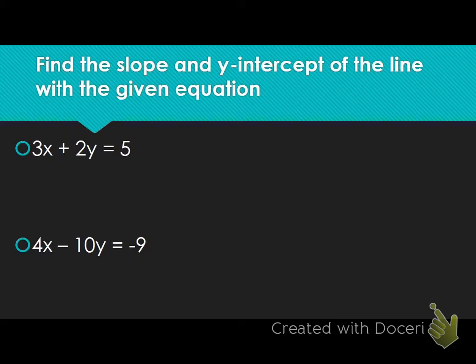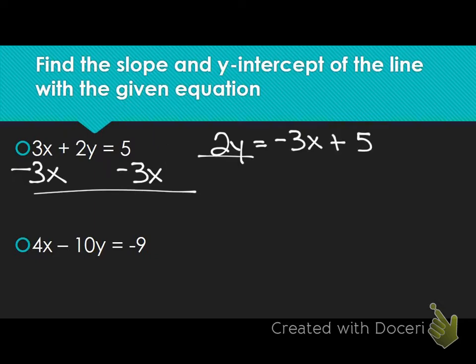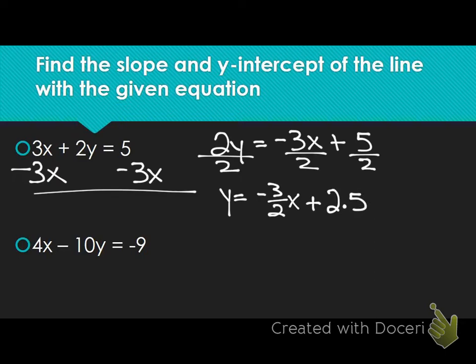So we're going to write it in slope-intercept form, subtract 3x. Now, out of these two terms, 5 and negative 3x, which one comes first? The x term. Very good. The x term comes first. That's slope-intercept form. Then I divide everything by 2, and y equals negative 3 over 2x plus 2.5. But that's not the answer. What did they ask you to find? Find the slope and the y-intercept. They didn't say write it in slope-intercept form, but you have to do that to find the slope and y-intercept.